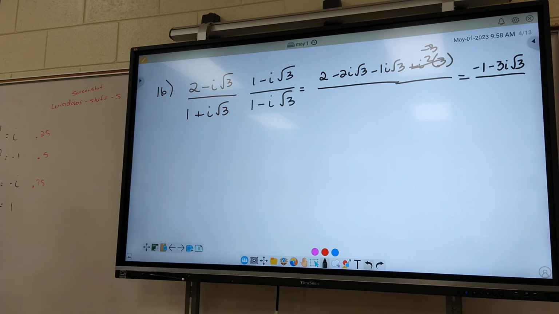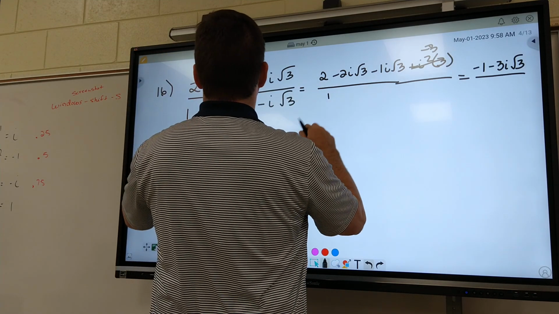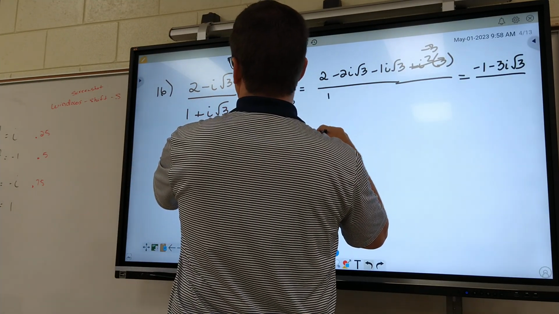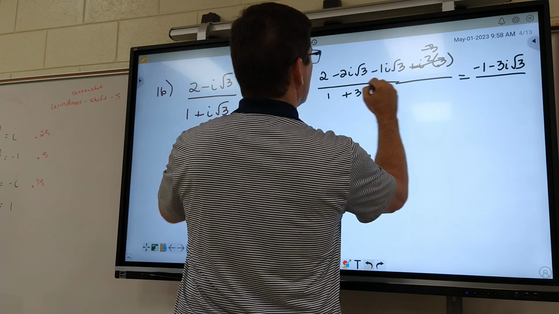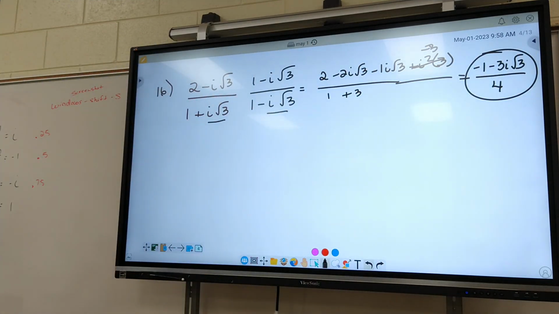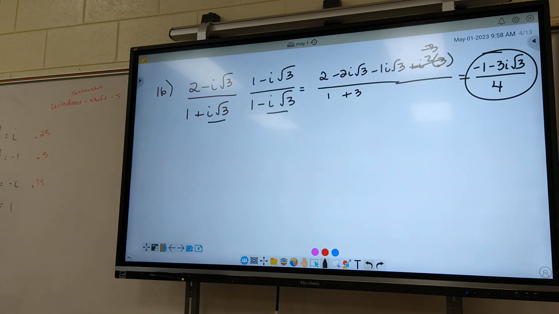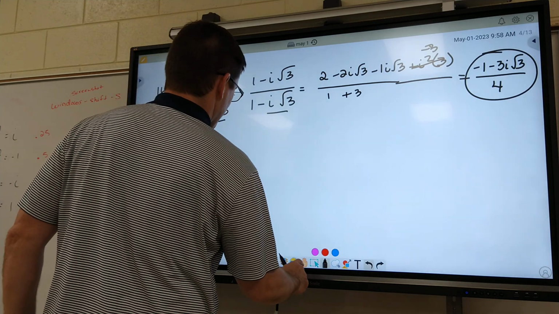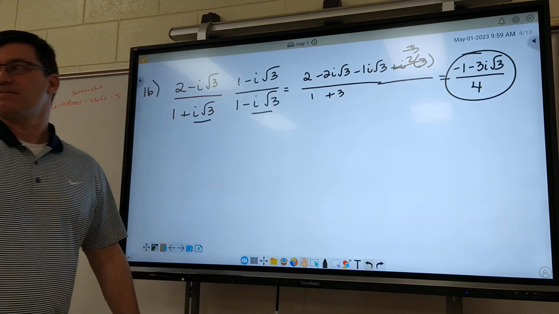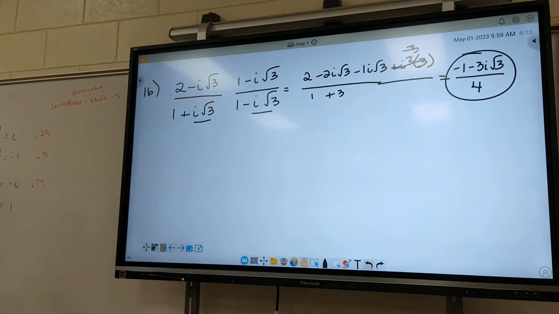All right, now the bottom should be easy because the middle's going to cancel. 1 times 1 is 1. And then when you multiply these two right here, it's negative i squared and a 3, which is just plus 3, right? Check that, see if we're good. We are good. I just copied the last one, basically.